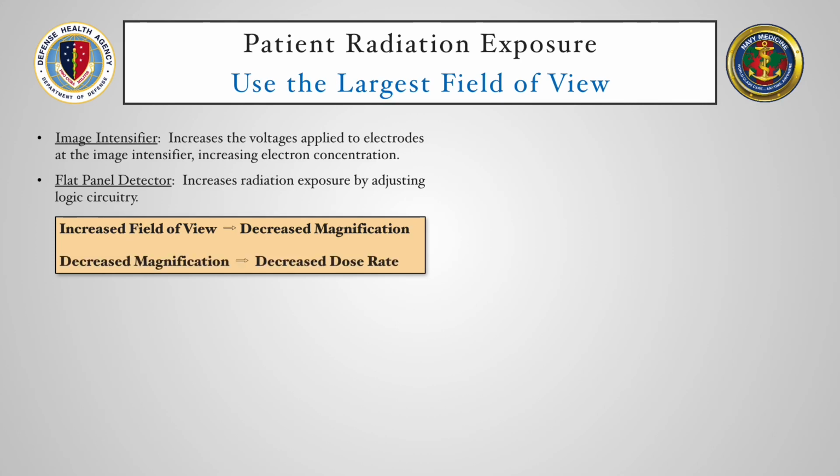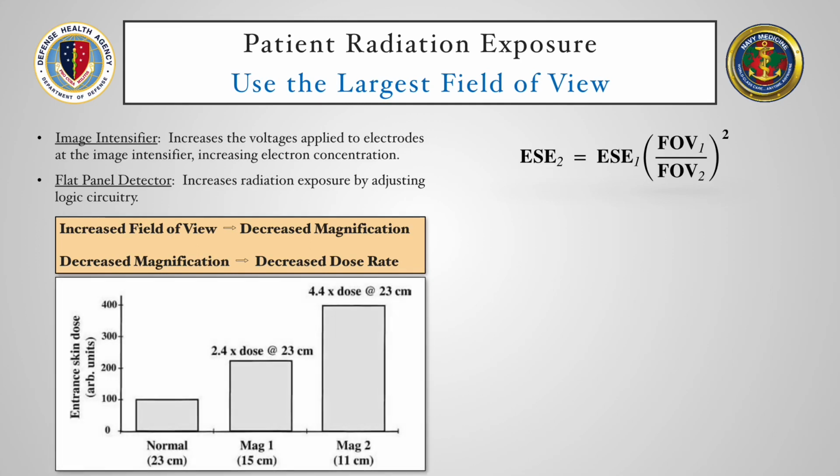The relationship of your field of views is seen by the equation on the screen. Your adjusted entrance skin exposure, or number 2, is equal to your entrance skin exposure number 1 times the square of the field of view 1 distance divided by the field of view 2 distance.